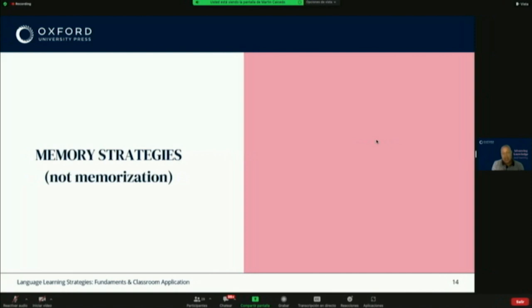And of course, in language learning, we know that memorizing, being able to retrieve this information, is of paramount importance and is a key component when it comes to using the language.